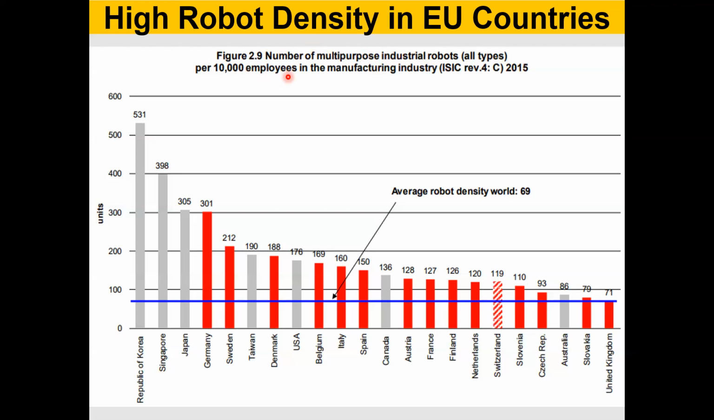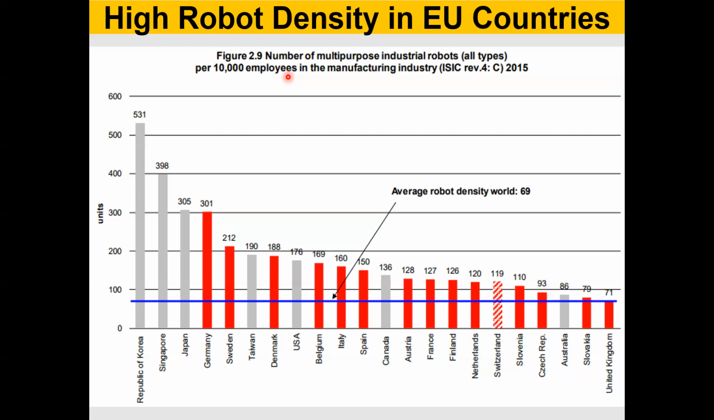Let's say if you have, for example, 1 million, right? So 1 million is about 100 times of 10,000 employees. So if you divide 1 million by 10,000, you get 100. Then look at how many robots are there in the manufacturing industry. So let's say you have 100 robots. So 100 divided by 100 is 1. Okay. So that is the robot density.